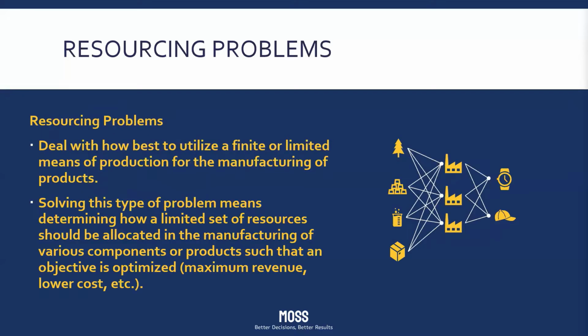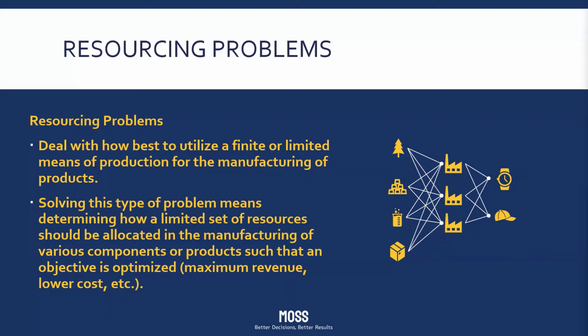So what exactly is a production resourcing problem? To start, production resourcing problems, also called resource allocation problems, are very common in many industries, especially in manufacturing. Resourcing problems deal with how to best utilize a finite or limited means of production for the manufacturing of products. Solving these types of problems means determining how a limited set of resources should be allocated in the manufacturing of various components or products such that an objective is optimized. Examples like maximizing revenue or lowering costs.